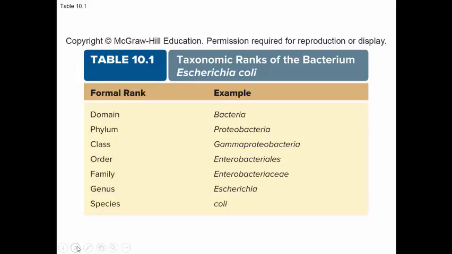Okay. Now we've come up with taxonomic hierarchies. This is the base of hierarchical classification, and it's starting with species.